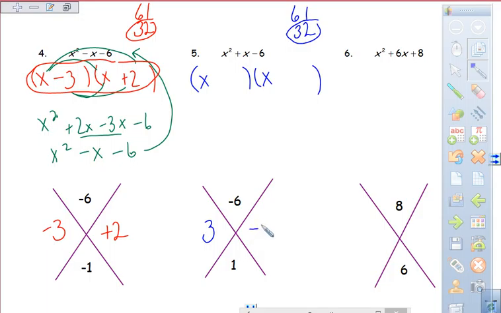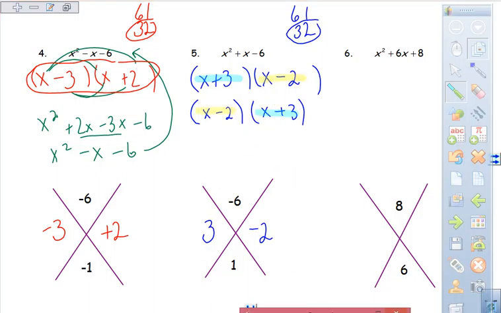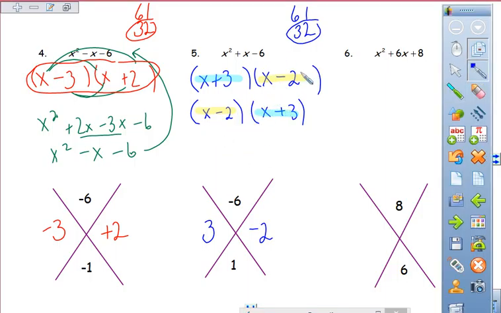So I want a positive 3 and a negative 2. They multiply to give me negative 6 and they add to give me 1. So I put a plus 3 in here and a negative 2 in here. Remember, this could also be my answer because multiplication is commutative. So the blue times the yellow is the exact same as the yellow times the blue. So these two answers are equivalent. You could have either the top answer or the bottom answer.